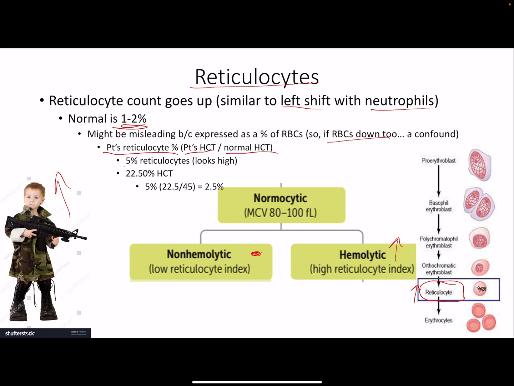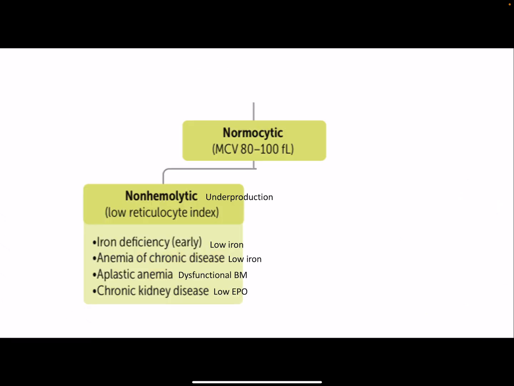So let's look at an example of this. Let's say the reticulocyte percent is 5. And we go, oh wow, that's high. It should be 1 to 2. But we then also note that the hematocrit is particularly low. And so we say, okay, 5% multiplied by the patient's hematocrit divided by the normal hematocrit. 5% times 1/2 is 2.5%. So it's actually not as high as we originally thought once we figured out what the corrected reticulocyte index is. All right, so let's start with the non-hemolytic underproduction of red blood cells.